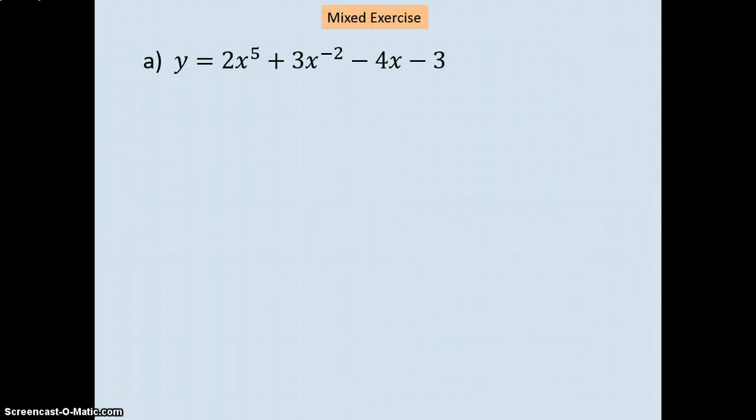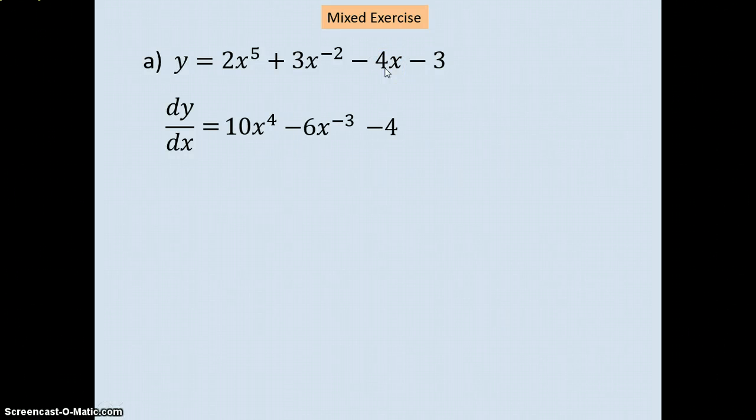And let's see one mixed exercise. For example, you are given this equation. Now we take each component separately and we differentiate as before. So dy/dx will be 2 times 5 is 10, so 10x to the power of 4. For this one, it's -2 times 3 is -6x to the power of -3. Remember, you subtract 1 from this one. For -4x, the gradient of this one is -4.